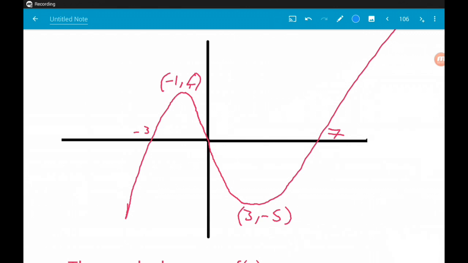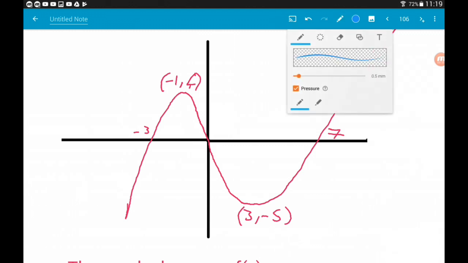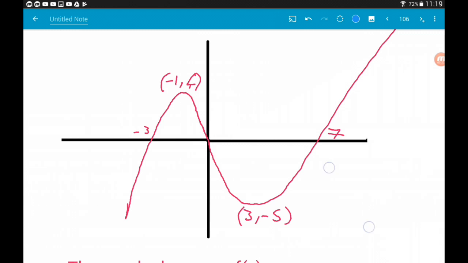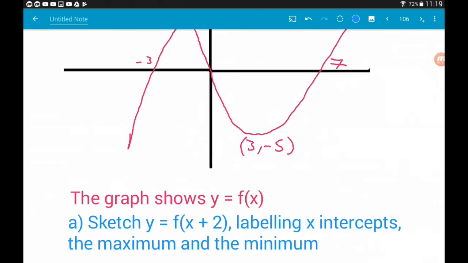Okay, this time then we've got a cubic. This one crosses the x-axis at minus 3, 0 and 7. It has a maximum at (-1, 4) and a minimum at (3, -5). So part A asks us to sketch y equals f of x plus 2, labelling the x-intercepts, the maximum and the minimum.